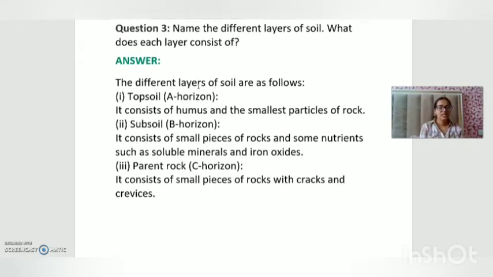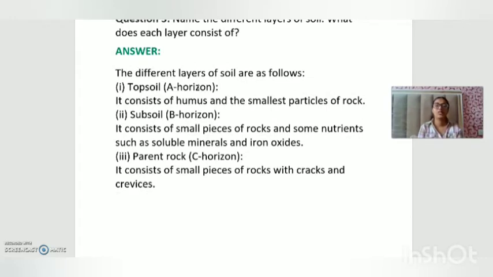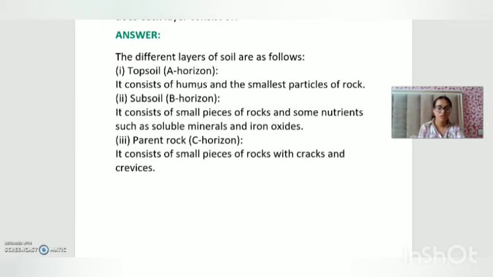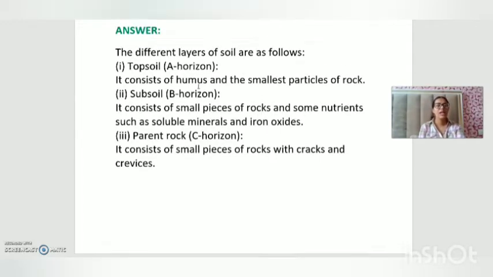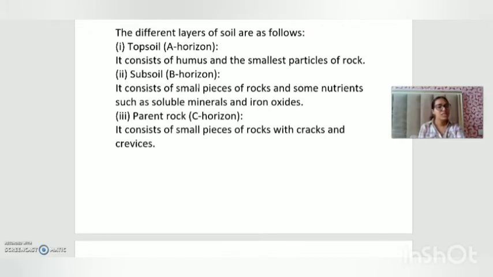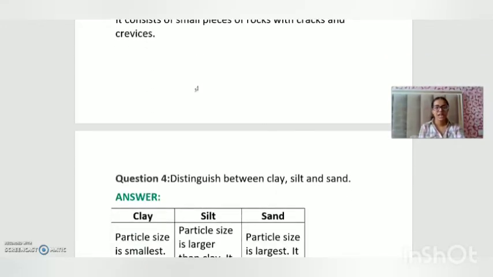So the different layers are, first is topsoil, that is known as A horizon. It consists of humus and the smallest particles of rock. Second is subsoil, that is B horizon, student. It consists of small pieces of rocks and small nutrients such as soluble minerals and iron oxides, right? Third is parent rock, that is known as C horizon. It consists of small pieces of rocks with cracks and crevices, that is what we know as weathering, right? So these are the 3 types of layers, right?